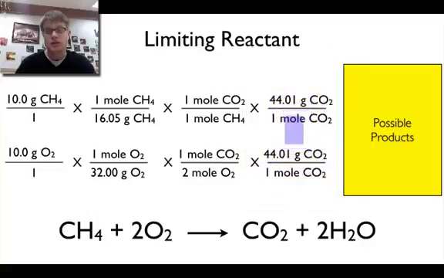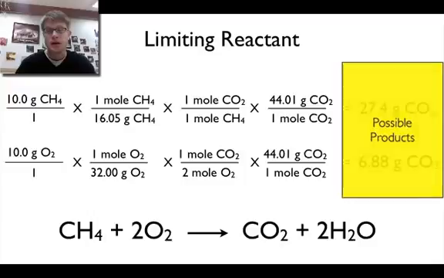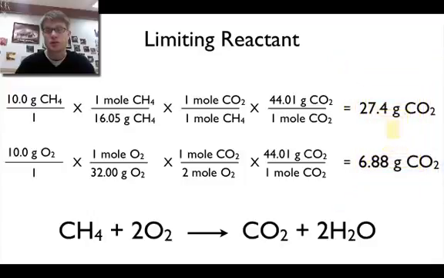Next, I could convert it to grams, and I do that just by now taking the moles of carbon dioxide and figuring out the atomic or the formula mass of carbon dioxide, and then I finally get my possible results. And so if I had 10 grams of methane, that's enough methane to make 27.4 grams of carbon dioxide. So that's a lot. That 10 grams of oxygen, however, could only make 6.88 grams of carbon dioxide.